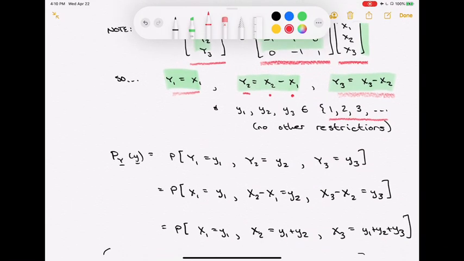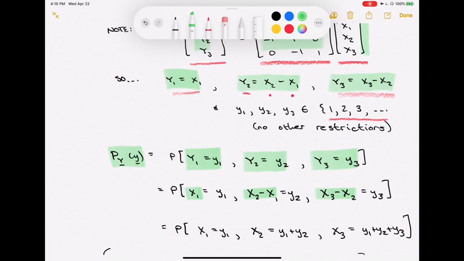Okay, so what did we want? We wanted the probability mass function for the random vector y. So that is p_Y of y. What is that? We already said what it was. It's the probability that y1 equals little y1, y2 equals little y2, and y3 equals little y3. But what is y1? It's just x1. So that's the probability that x1 equals y1. And what is y2? That's x2 minus x1. And what is y3? That's x3 minus x2.